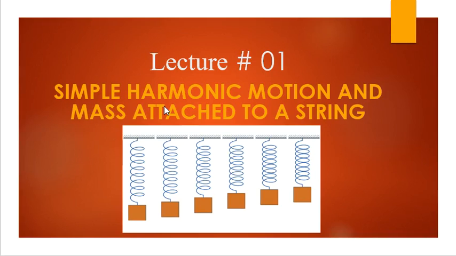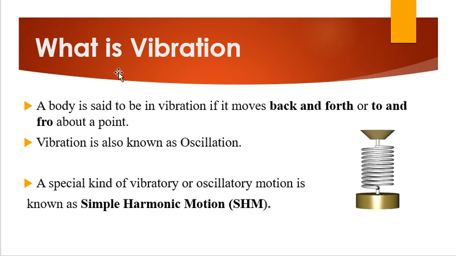In this lecture we will study simple harmonic motion and the mass attached to a spring. Just before going into the topic, it is important to understand what vibration is. A body is said to be in vibration if it moves back and forth, or to and fro, from a point. Like you can see a picture here, this is a spring and a mass is attached to the spring.